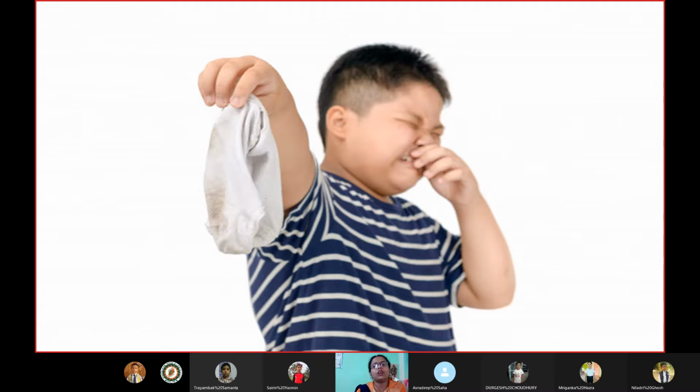This piece of cloth is smelling very foul. Can you tell me which sense organ of this boy is helping him to understand that this piece of cloth has a foul smell? Come on, anyone, turn on the microphone. Very good, excellent. It's the nose. The nose helps him to understand that the piece of cloth is smelling foul. So let's go for the next one.